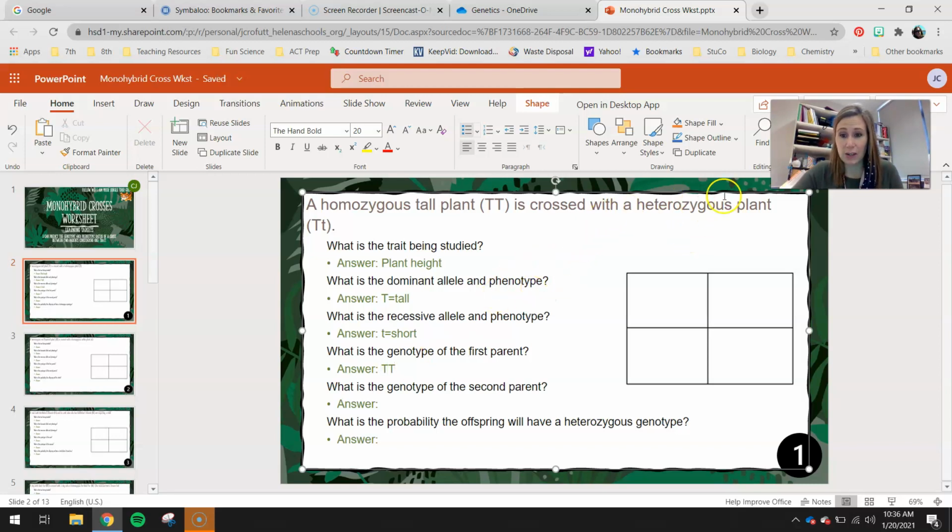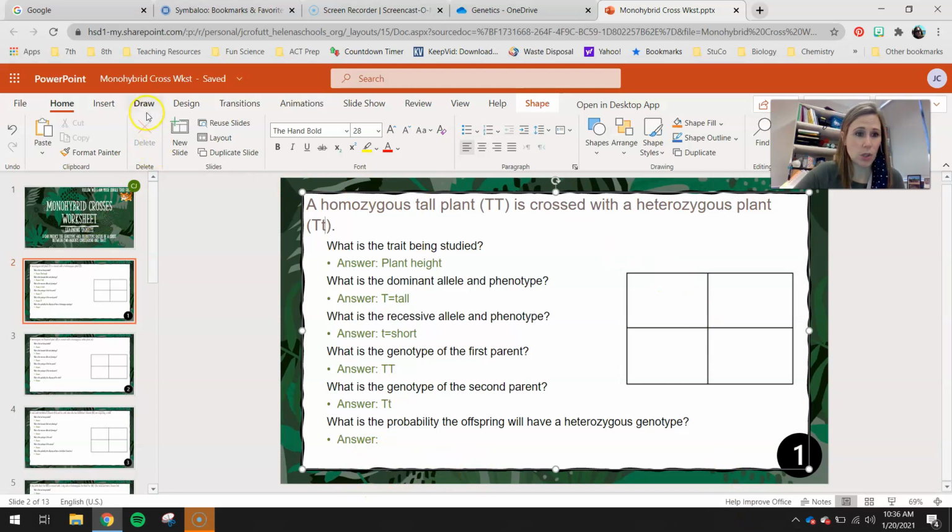Versus is crossed with a heterozygous plant. Heterozygous means a mix where you have one dominant and one recessive allele. So the genotype for that one would be big T, little t. And again, I give that to you in the problem. Okay. All right. What is the probability the offspring will have a heterozygous genotype?